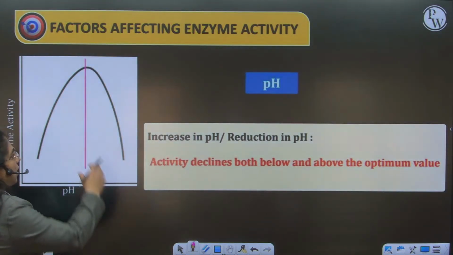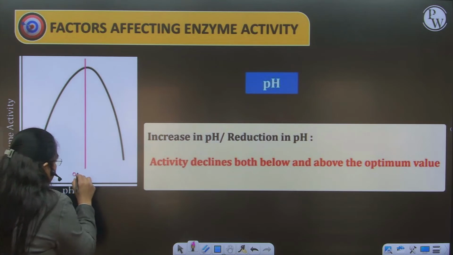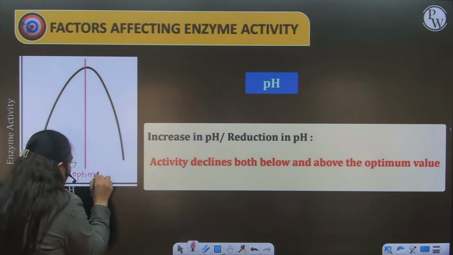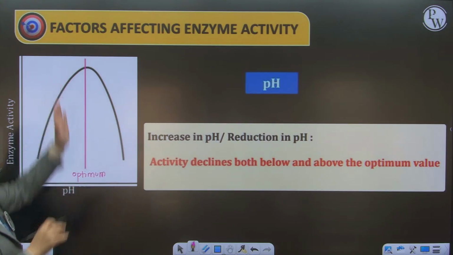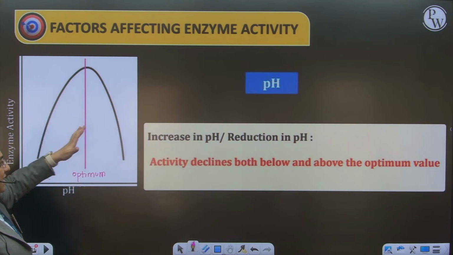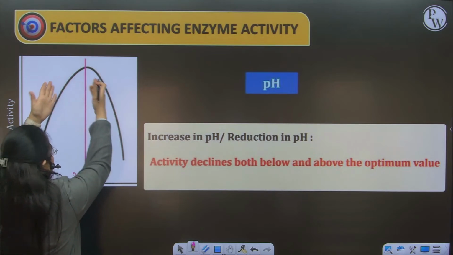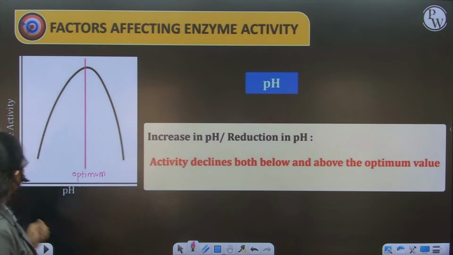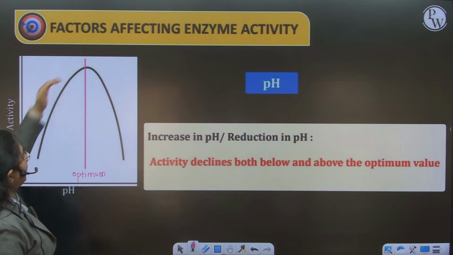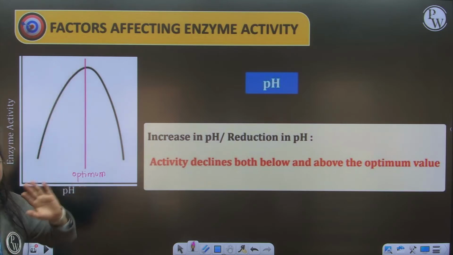Similarly, when we are talking about pH, there is again an optimum pH where we will have maximum activity of the enzyme. Any pH above or below the optimum will, as you can see, reduce the enzyme activity, giving a graph which is a bell-shaped graph.